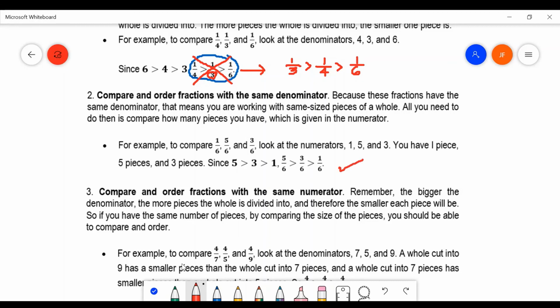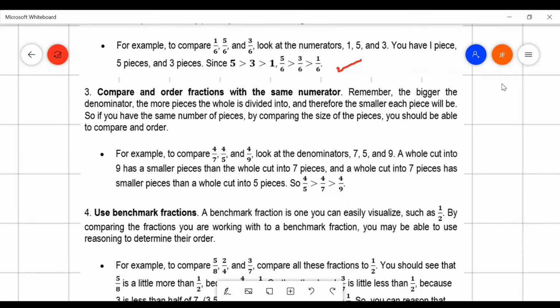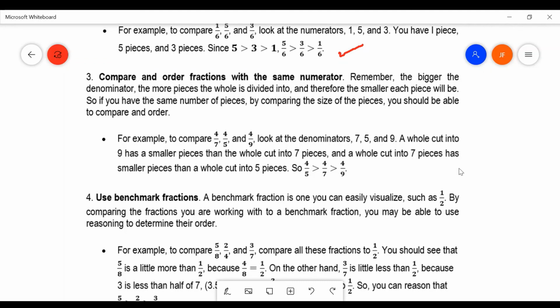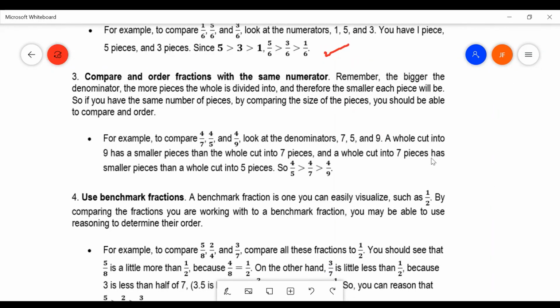Okay, let's proceed to number 3. To compare and order fractions with the same numerator, remember, the bigger the denominator, the more pieces the whole is divided into, and therefore the smaller each piece will be. So if you have the same number of pieces, by comparing the size of the pieces, you should be able to compare and order.